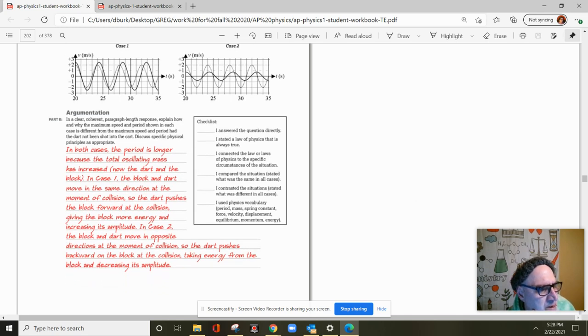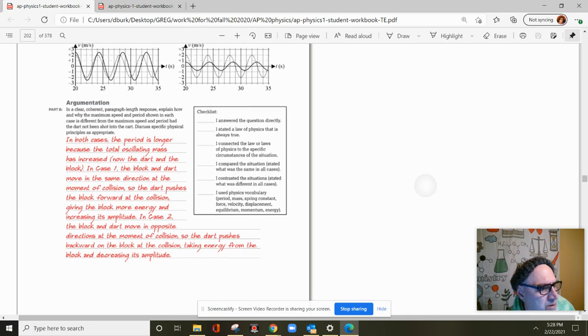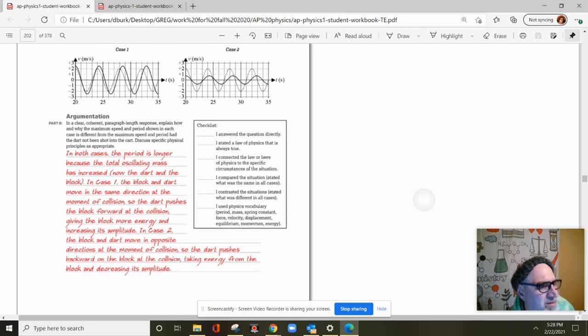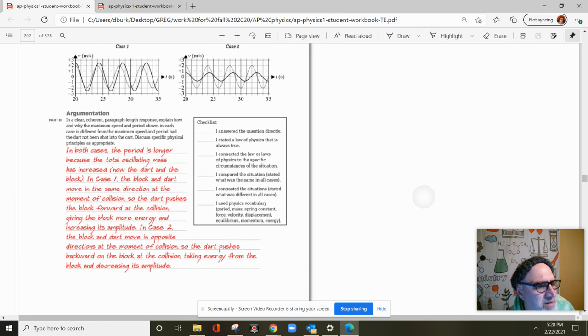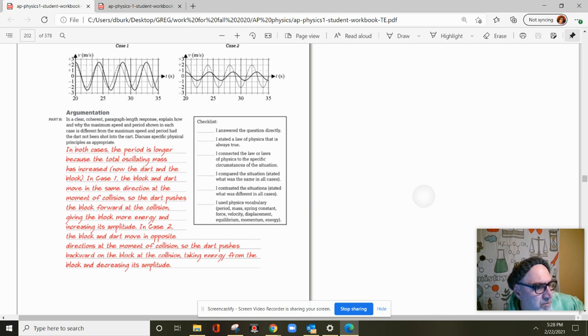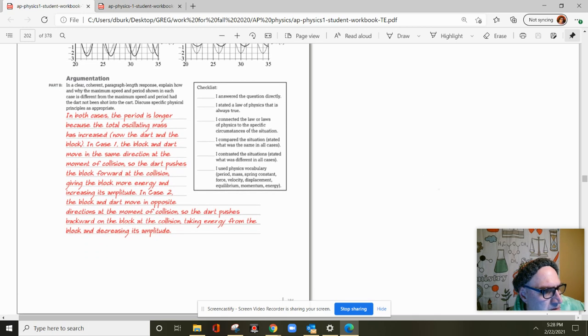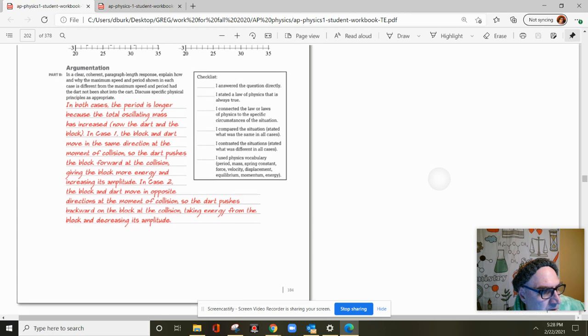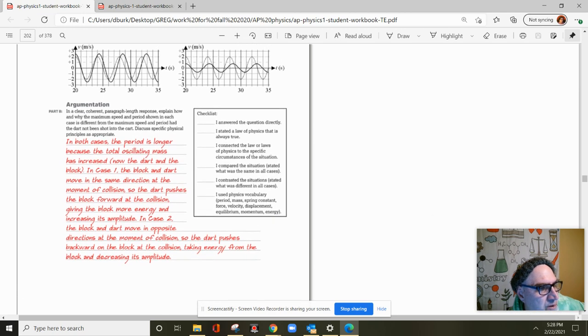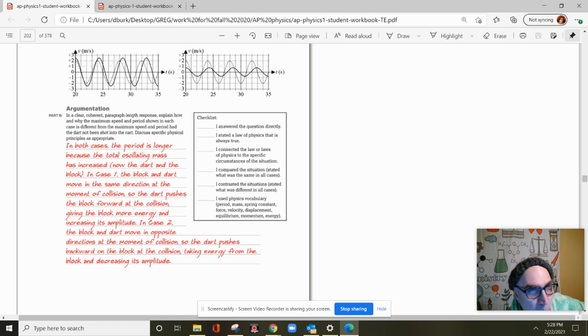Explain why the maximum speed and period shown in each case is different from the maximum speed and period had the dart not been shot into the cart. The period is maybe a little bit longer. It doesn't seem like it's the difference distance between bumps. I don't know, man. I'm just feeling like they called that one wrong. The period is the same, but maybe I'm wrong. Maybe you could explain it to me because I don't get it. And so basically, why is the amplitude different? In one case, the dart is going with the cart and it's increasing its speed. And in the other case, the dart must have been going against the cart, decreasing its speed.